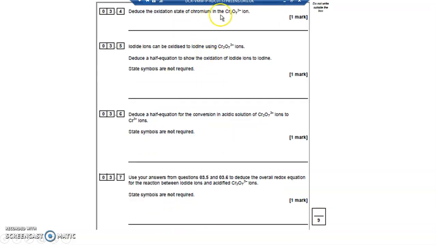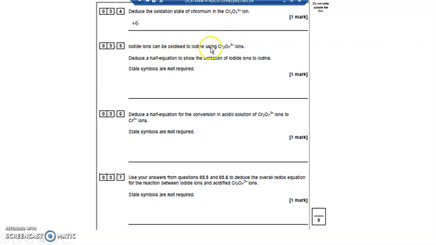Deduce the oxidation state of chromium in Cr2O7 2-. Well, the oxidation state of an oxygen is -2. 7 times -2 is -14, and there's 2 minuses left over. So the two Crs must be +12, because +12 take away -14 leaves 2 minus over. If the two Crs are +12, each Cr must be +6.